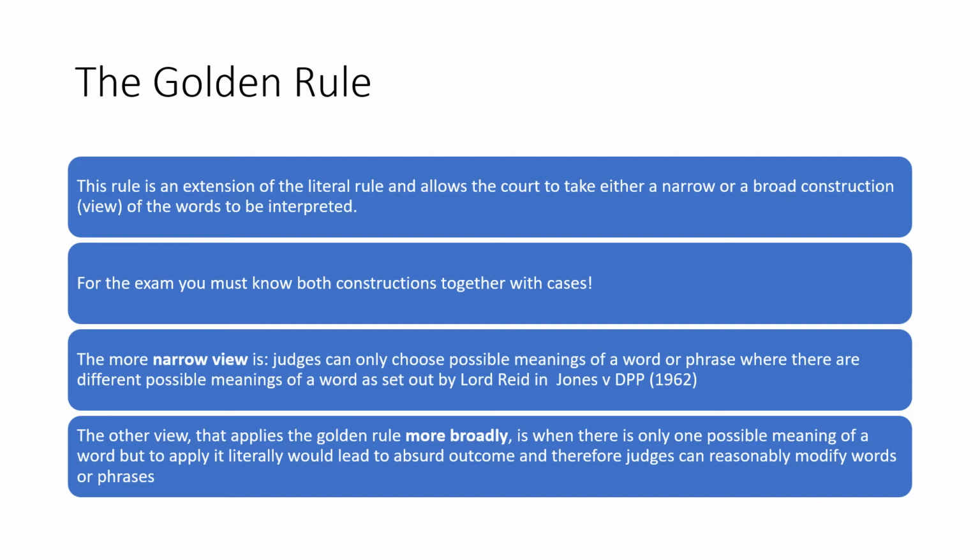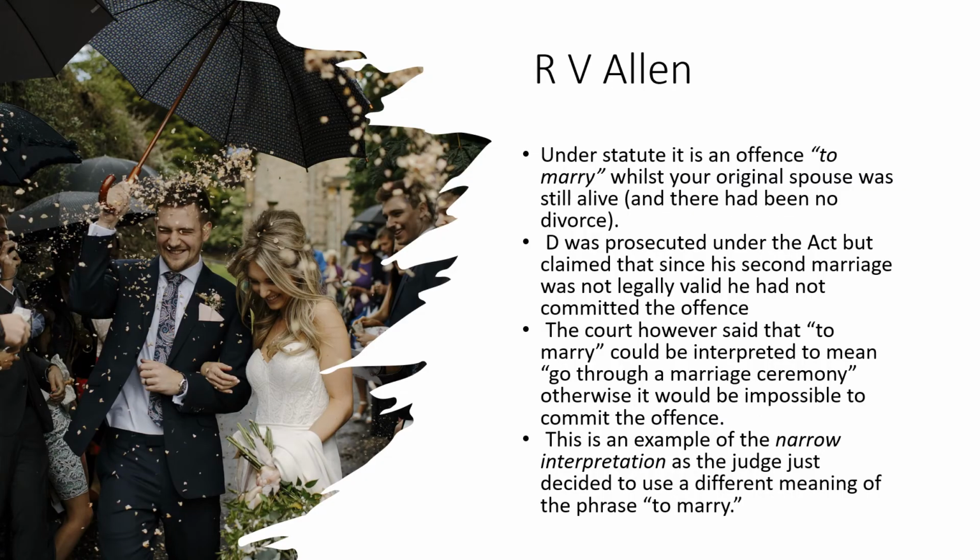Now the more narrow view is where the judges can only choose between possible meanings of a word or phrase, where there are different possible meanings of a word, as set out in Jones v DPP. The other view that applies the golden rule more broadly is when there's only one possible meaning of a word, but to apply it literally would lead to an absurd outcome, and therefore judges can reasonably modify words or phrases. So this is a bit more flexibility. We're changing slightly the Act, or the wording of the Act. So as ever, it's best illustrated through examples.